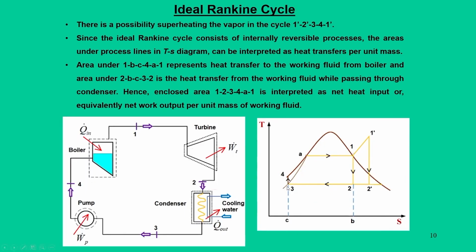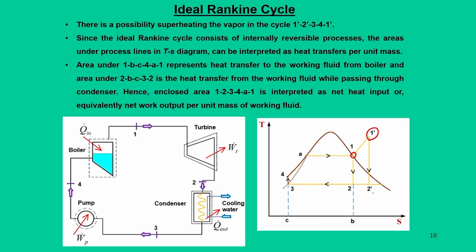But in some situations, instead of an ideal Rankine cycle, we can also think of adding some degree of superheat instead of saturated steam at state 1. So, the state of steam can lie in the superheated region, that is 1 dash, and there the turbine process can start. So, ideally speaking, 1 to 2 or 1 dash to 2 dash are the processes in the turbine.